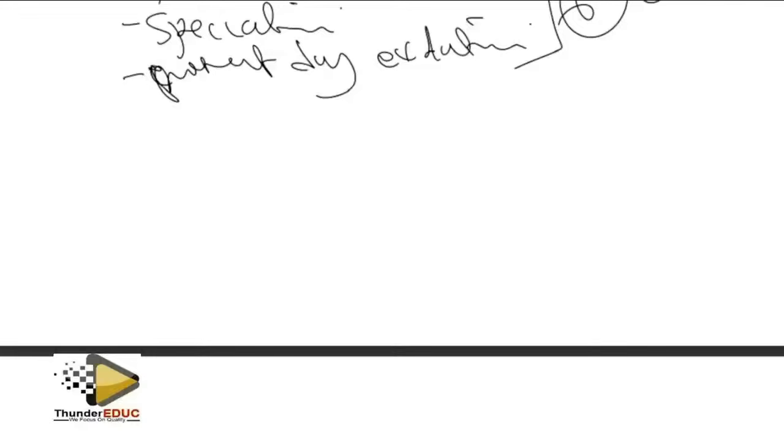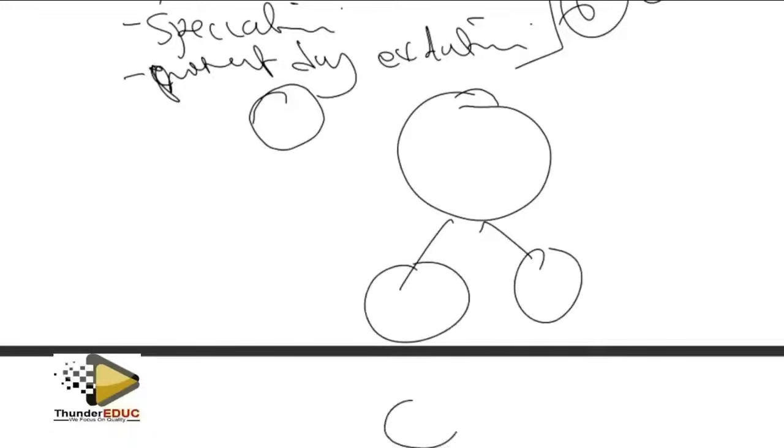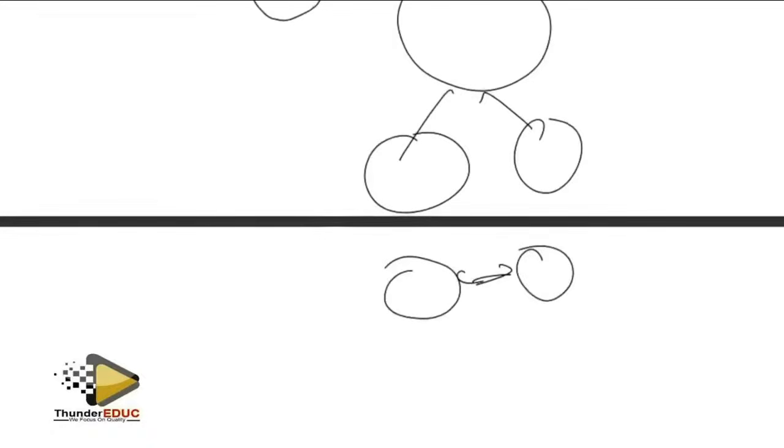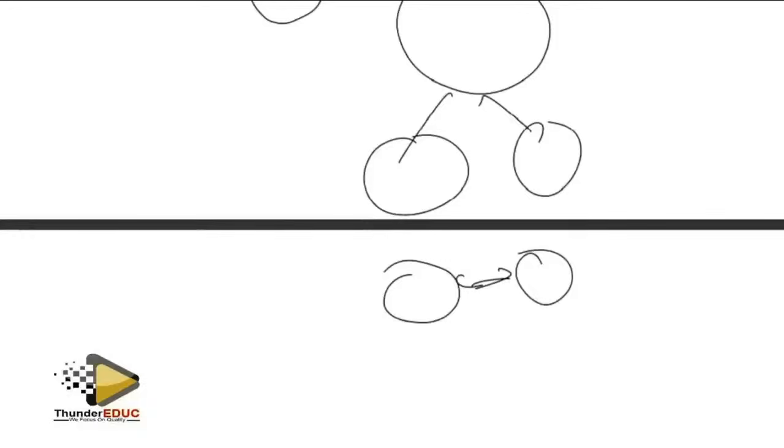Now, speciation is the formation of new species. When they talk about speciation, they will bring about, for example, one area, and then this area is divided into 2. You understand? And then after that, if you try to mix them, they will form different organisms.